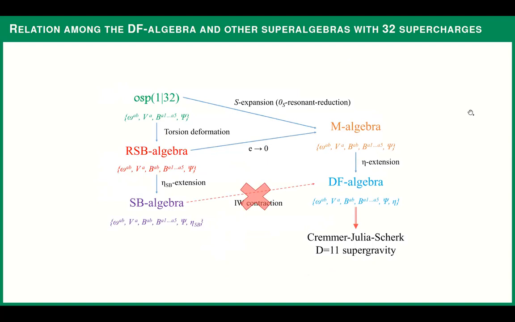So there are some relations between the different superalgebras involving 32 supercharges. And this was what I was telling you before, the relation between the M algebra and the Taylor algebra. And these are other algebras involving these extra fields, but especially having no direct relation with the DF algebra. So the only way in which this can be reproduced is from the M algebra with the eta extension, or, if we want, directly from the trivialization of the free differential algebra structure.